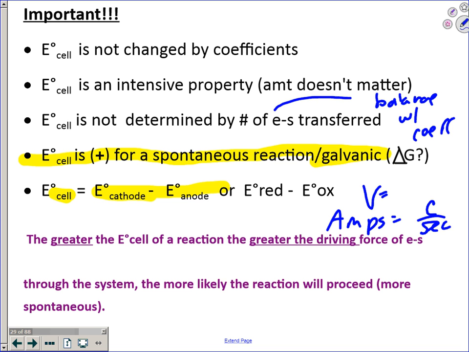And then I keep saying redox, so reduction half reaction minus oxidation half reaction. It's also the cathode minus the anode. So if I ever write it in another notation, it's the same thing. And then the greater the E cell, the better the battery, because there's a greater force of electrons flowing. So we want a big difference between reduction potentials to make a better battery.